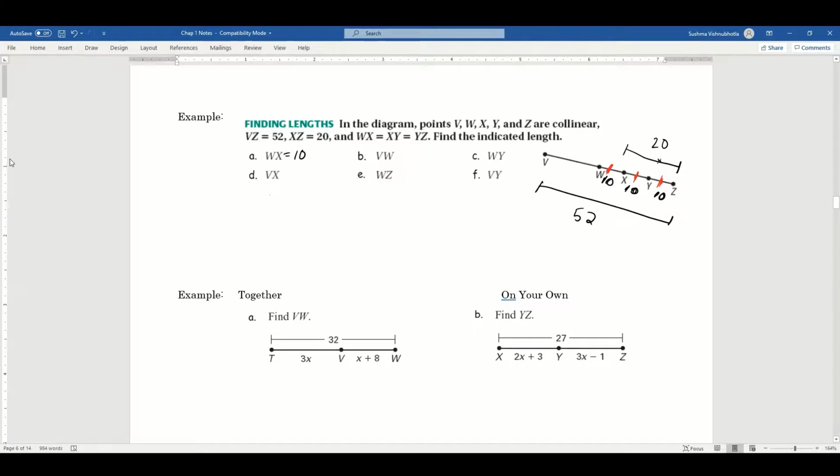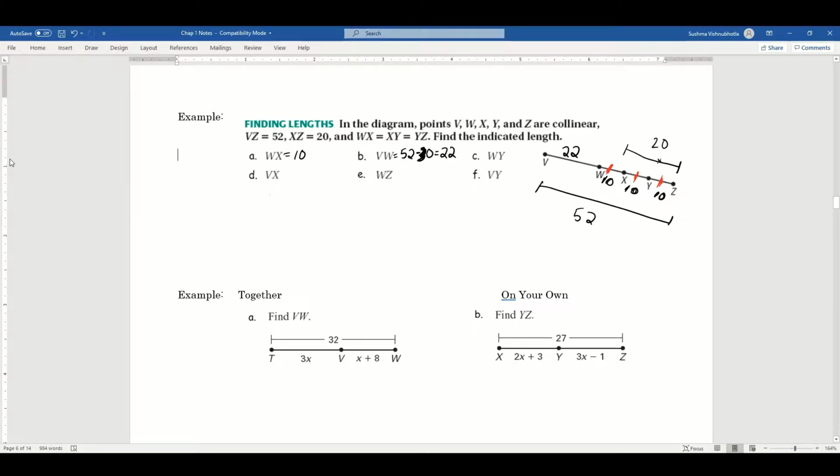Now, you can find VW, right? Because VW plus WZ, that means all these 3 segments together. So 10 plus 10 plus 10 gives me 30, which, subtracted from the entire length of VZ, which is 52, gives VW. So I would find VW next by doing 52 minus 30, I'm sorry, not 20, 30, which gives me 22. So VW is 22, this segment right here.